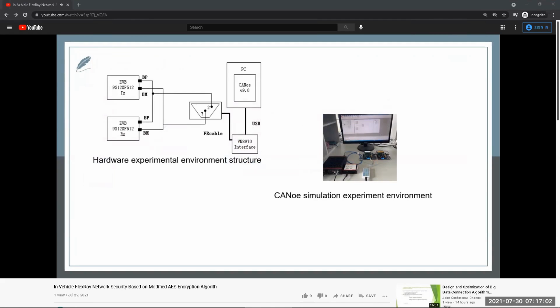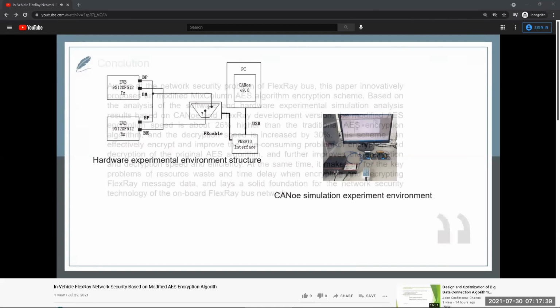In this paper, 2 FlexRay hardware development boards are used as the FlexRay transmitter and the receiver nodes, and VN8970 is used as the FlexRay communication interface to realize the communication between CANoe and 2 FlexRay nodes. The structure of the hardware experiment environment is shown in the figure, and the actual hardware simulation environment is shown in the figure.